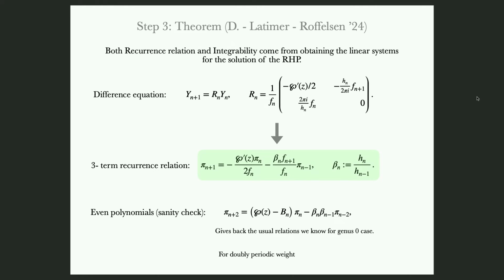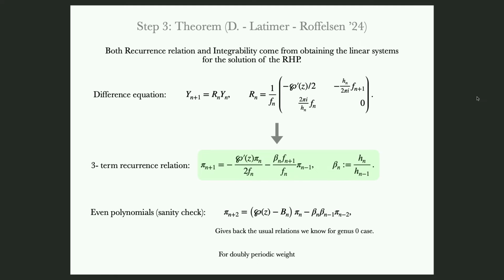Okay, so this looks a bit complicated, but again, sanity check. Go to the even case. It gives back exactly what we know from the genus 0 case. So this is the recurrence relation for mixed polynomials. This is the recurrence relation for even polynomials.